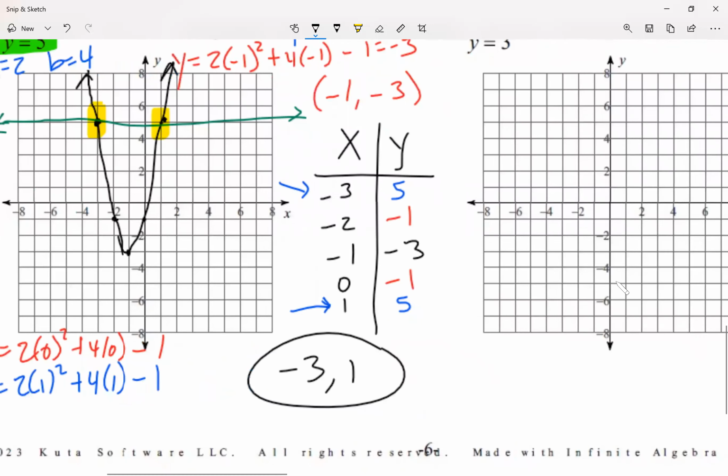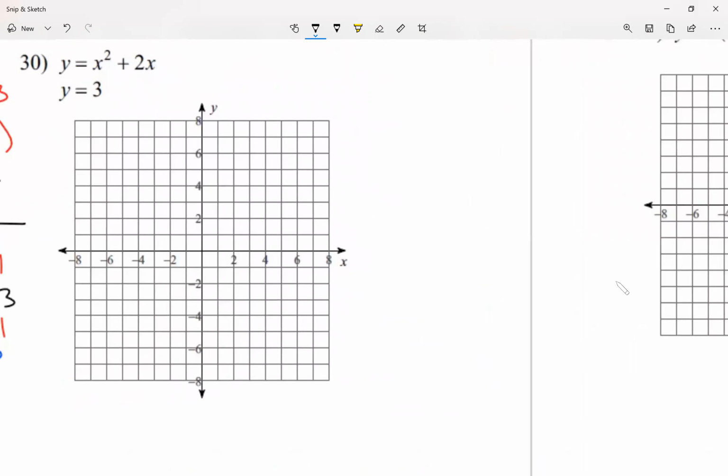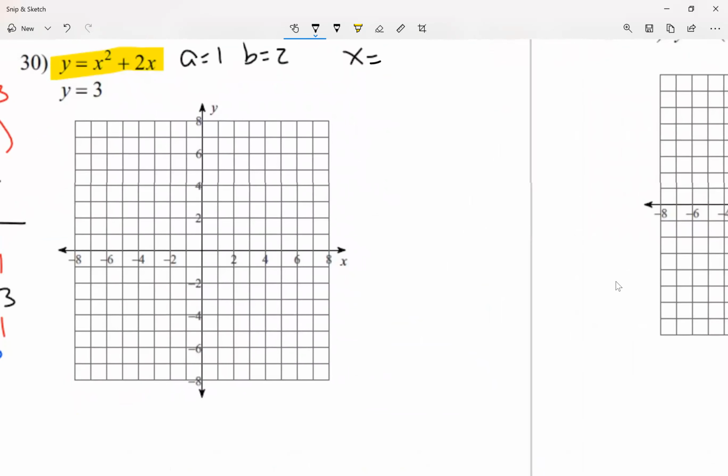Now let's take a look at question number 30. I'm going to graph this one. There are two ways we can graph this one. I'm going to use standard form. My a is 1. My b is 2. So the x value of my vertex is -b over 2a, so -2 over 2, which is -1.